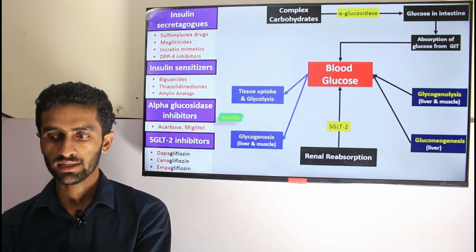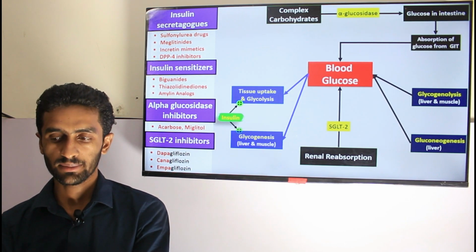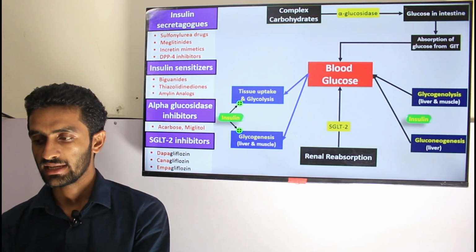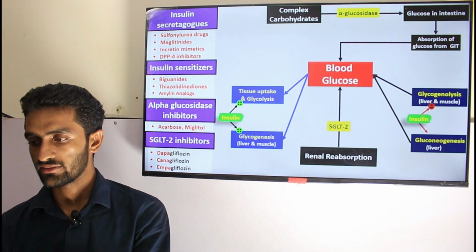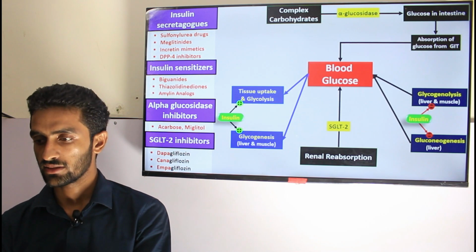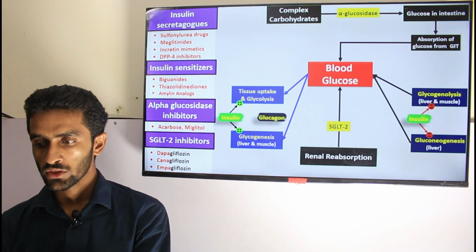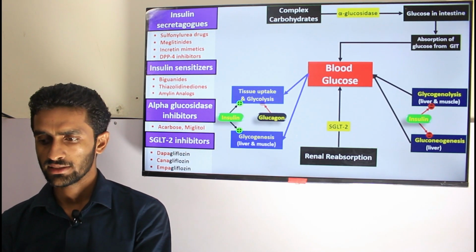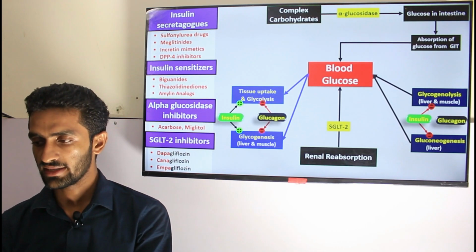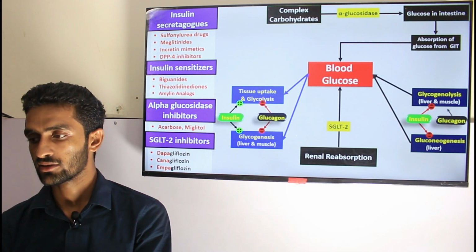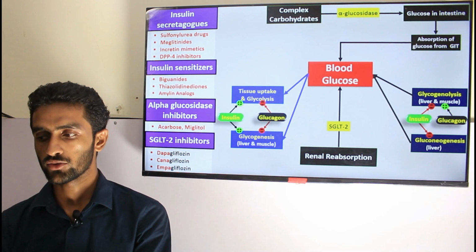Insulin does what? Insulin stimulates these uptake pathways, and it inhibits the glycogenolysis and gluconeogenesis pathways, which would increase the glucose level. While glucagon does the opposite: it inhibits the uptake pathway and stimulates glycogenolysis and gluconeogenesis.